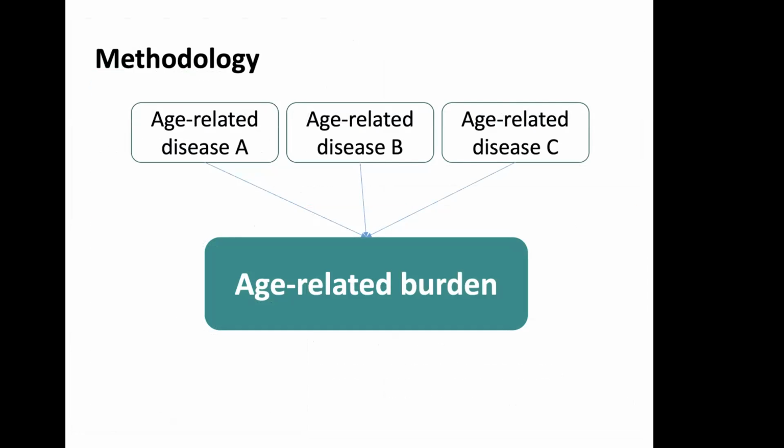So GBD, the Global Burden of Disease, estimates disease burden, so mortality, morbidity, and the sum of them, from 1990 to the latest year, over time, by different age groups, by sex, across countries, and there are subnational level data as well. And so what we did was basically choose, among close to 300 GBD diseases, which ones we consider as age-related diseases, and I'll talk about that. And then we just add them up and define it as age-related burden.